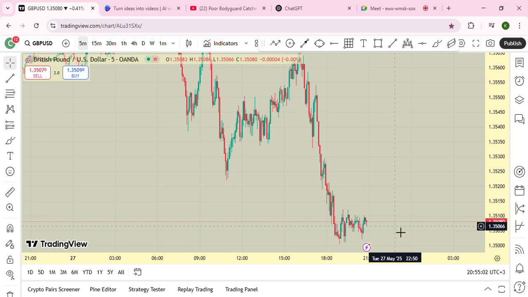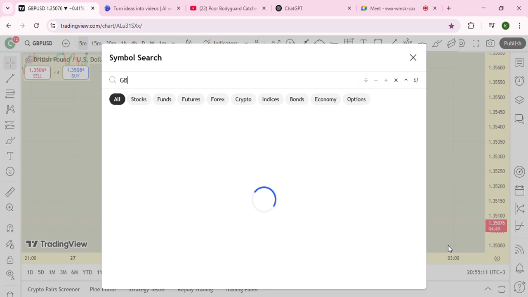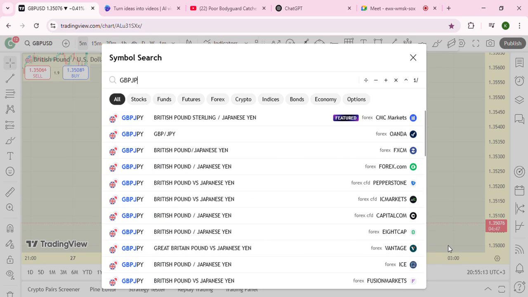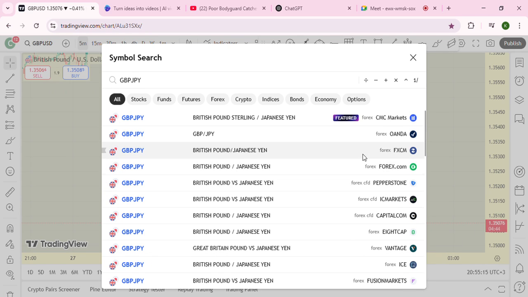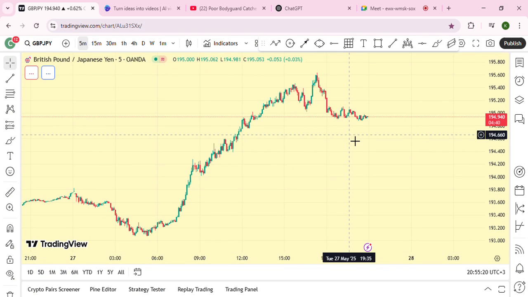I was just showing you an explanation of that point. It is the fourth number after the decimal point. Now for Japanese yen, GBP JPY, we have said for JPY it's the second number after the decimal point.